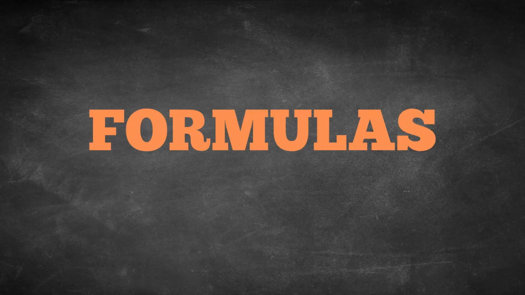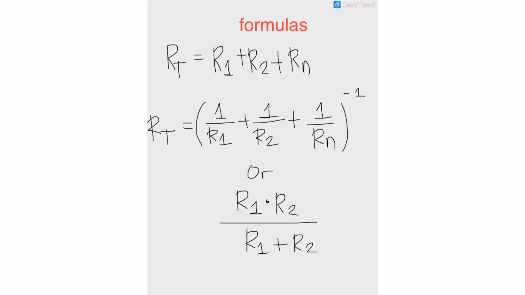Before we can solve a basic circuit or other more complex circuits, we should always know the formulas that we are using. First, this one. This is the formula for a series circuit. R total, or the R equivalent, is equal to the summation of the resistors around the loop of the circuit, which is R1 plus R2 plus R to the nth resistor.